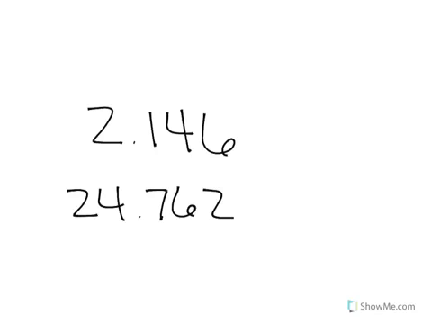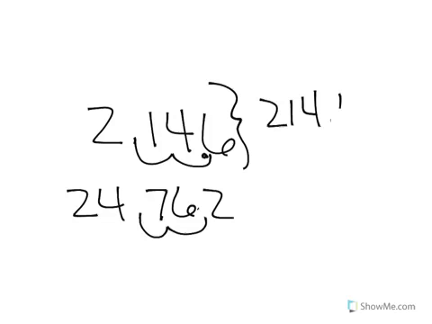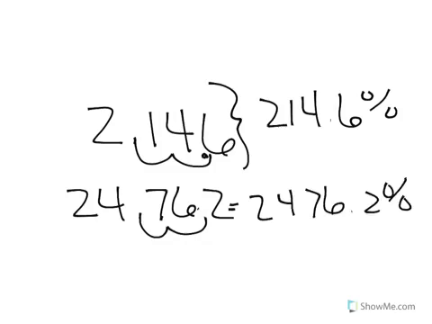So if you end up with an answer to your division problem that is like 1.246 or 24.762, your job is always to move it 2 spaces to the right. And that's your percent. So this would be 214.6%. This would be 2,476.2%. Anyway, good luck on that.